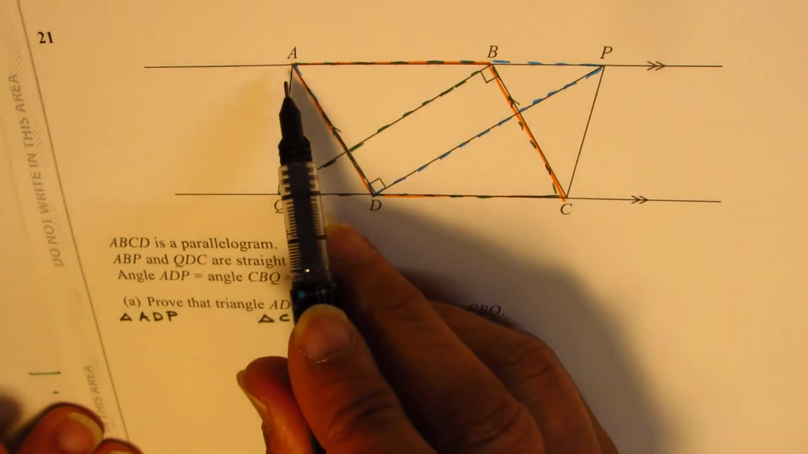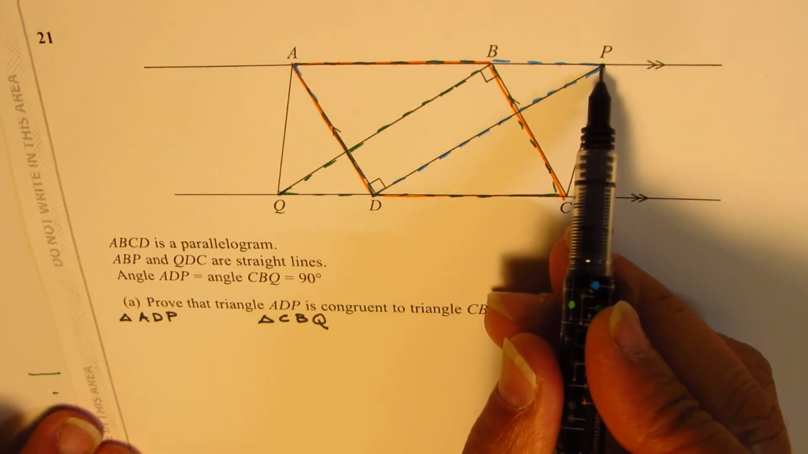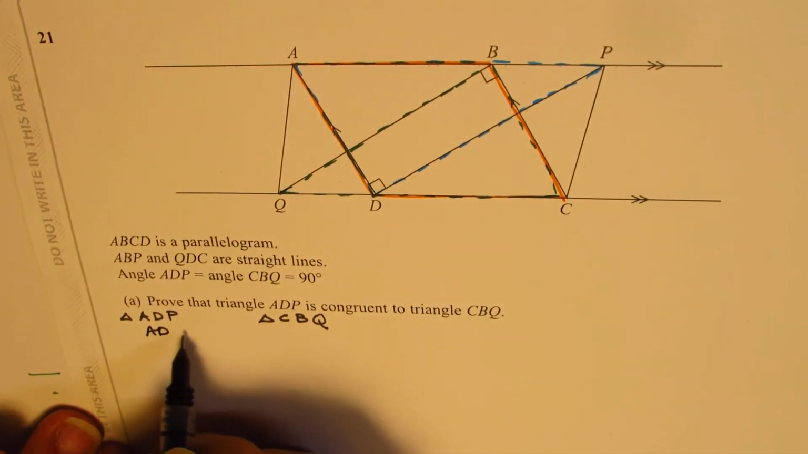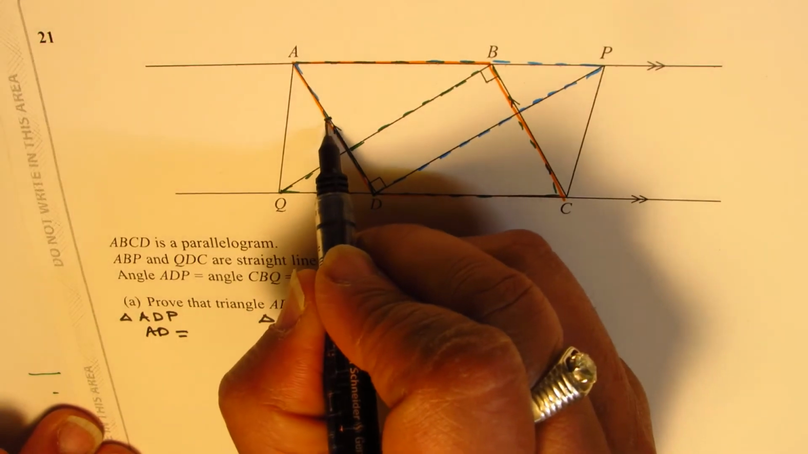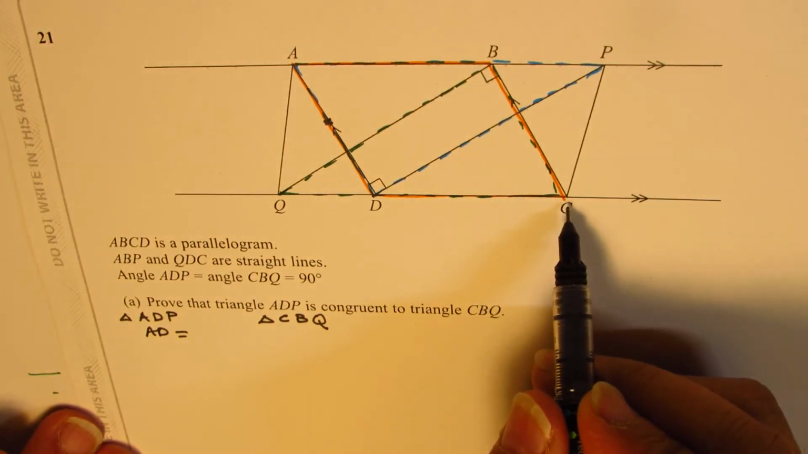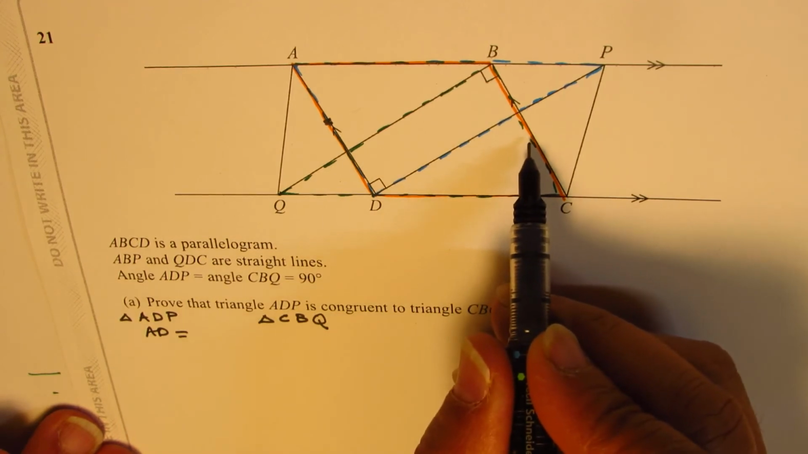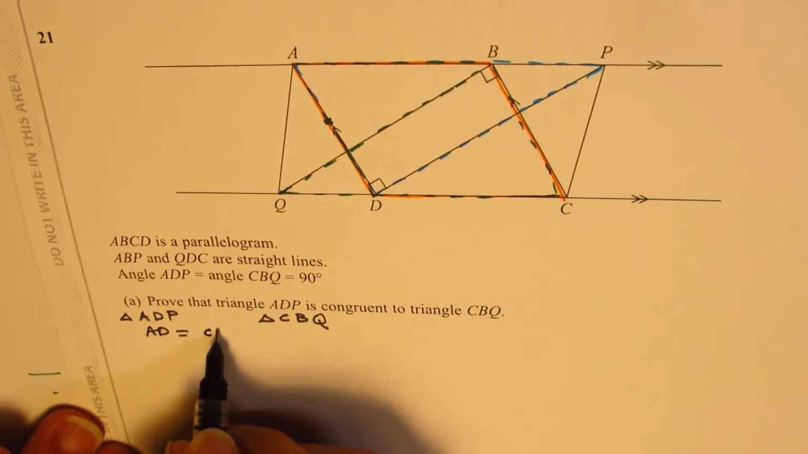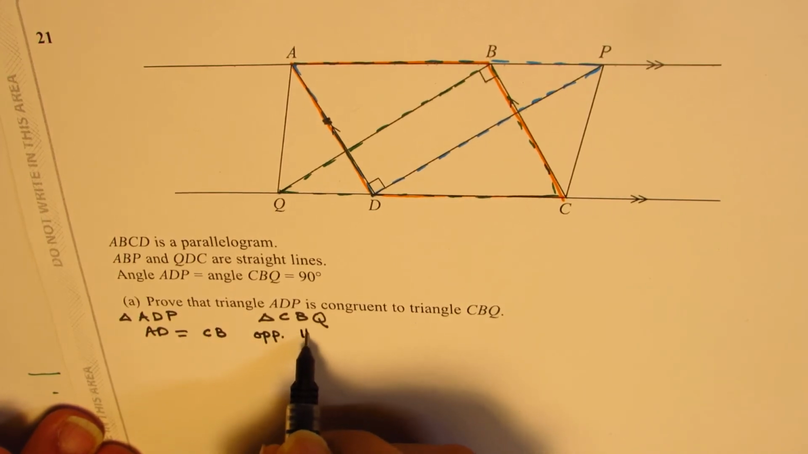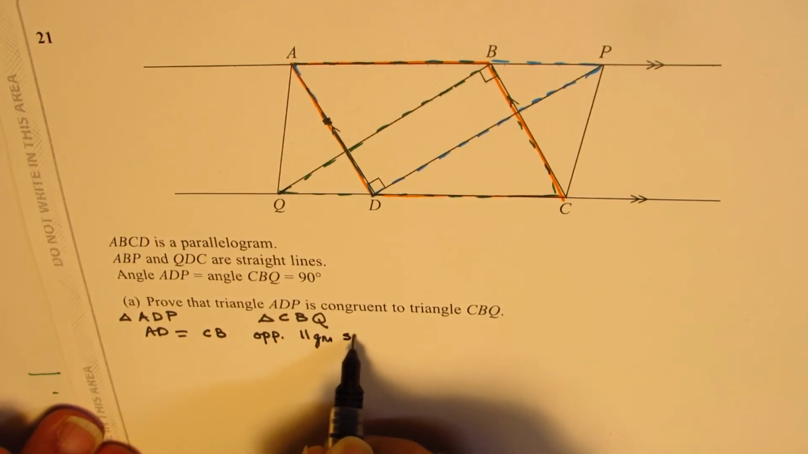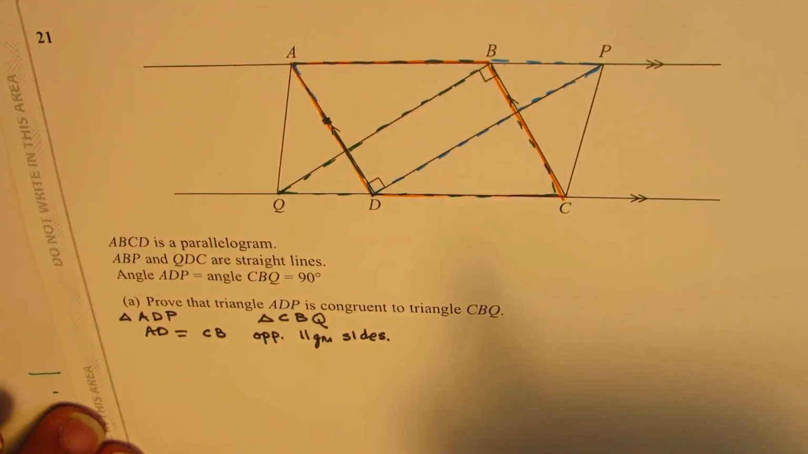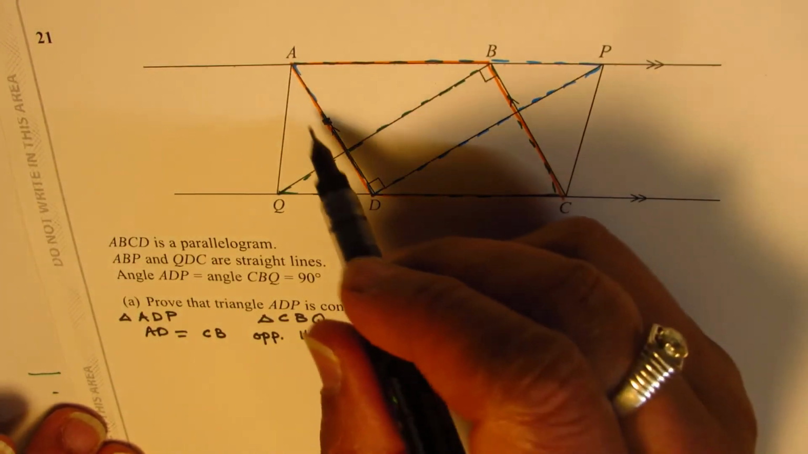So in ADP, we have AD, which is congruent to CBQ. So this CBQ, these are the opposite sides of the parallelogram. So CB. So opposite parallelogram sides. Okay. So we have shown one part.